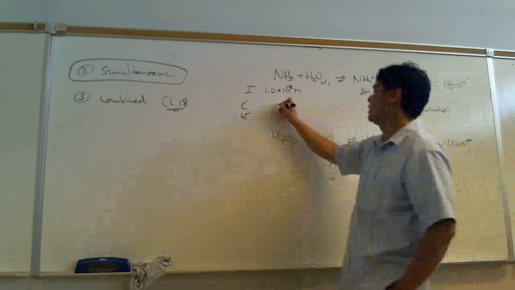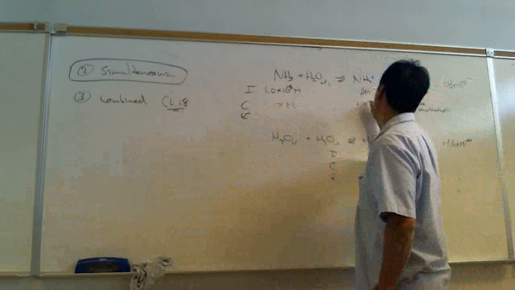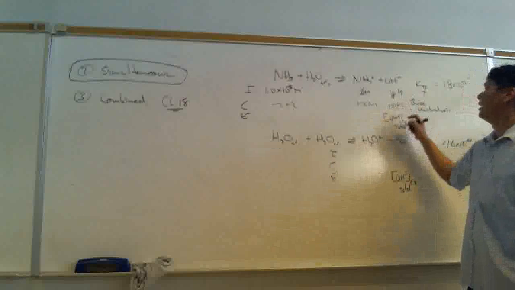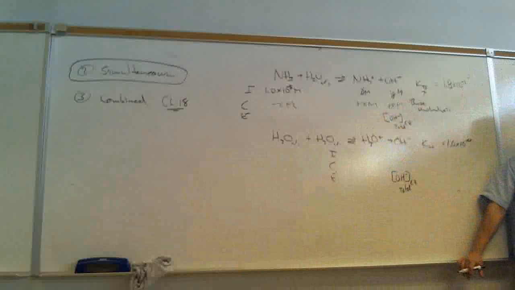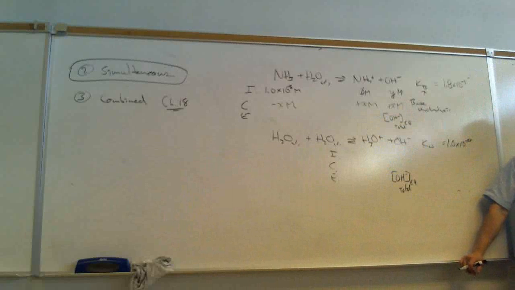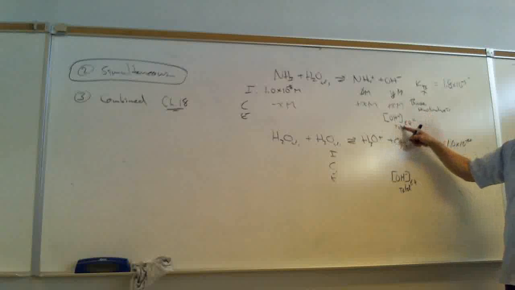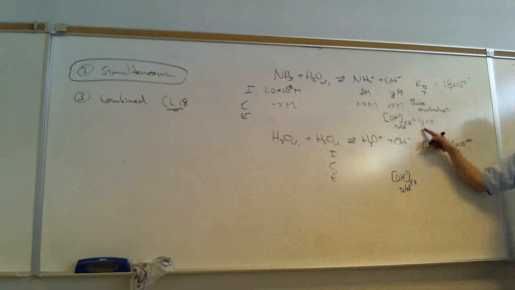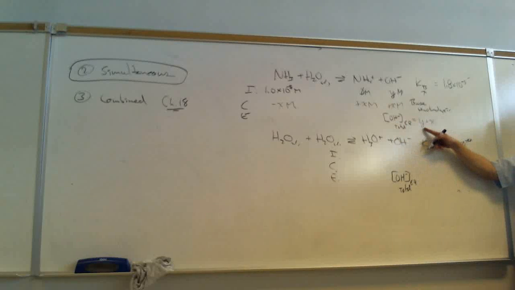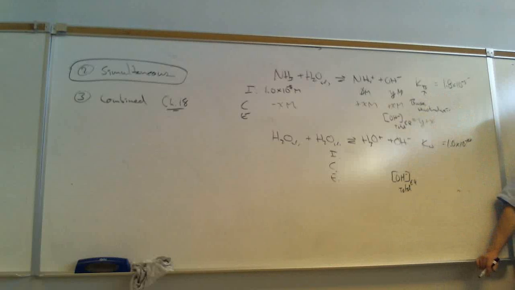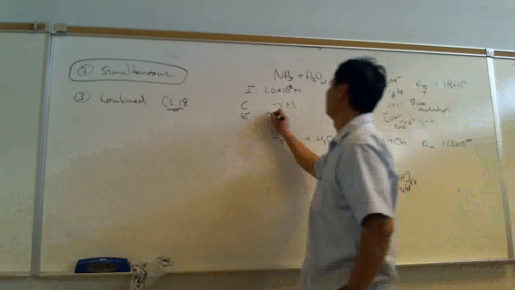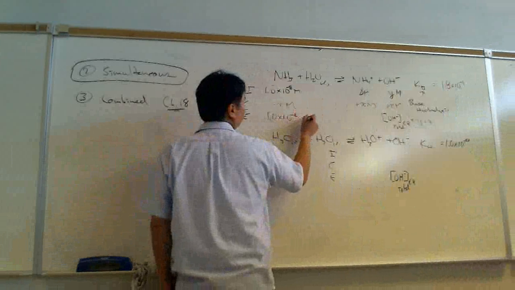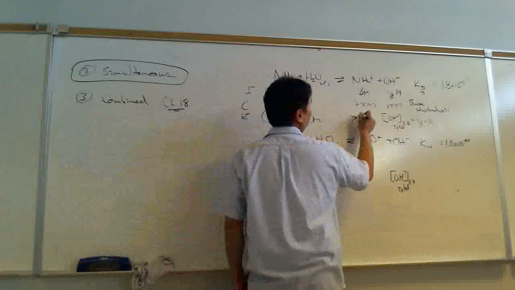And then I'm going to let this react. So I'm going to get minus X, plus X, plus X. And the X is the molarity of hydroxide coming from ammonia. And so the total equilibrium hydroxide is going to be Y plus X: the hydroxide from Kw, which is Y, and the hydroxide from Kb, which is X. And so I'll have over here 1.0 times 10 to the minus 8 minus X molar, and then X molar.